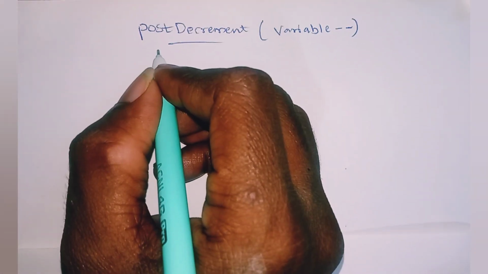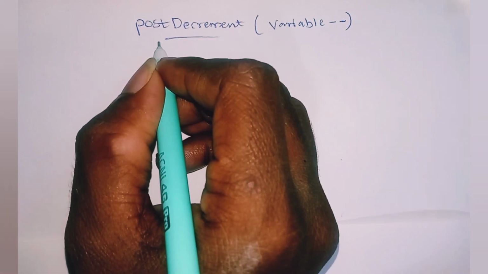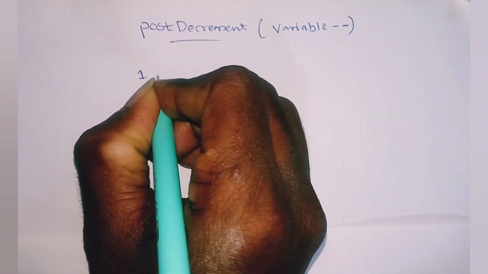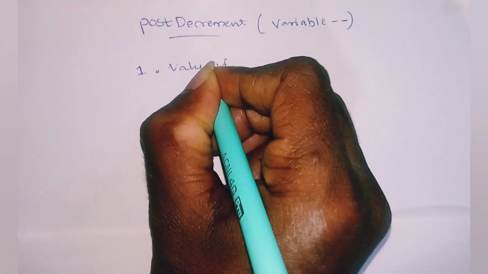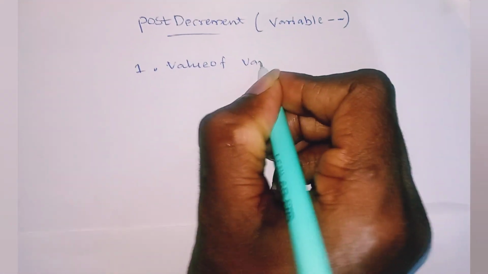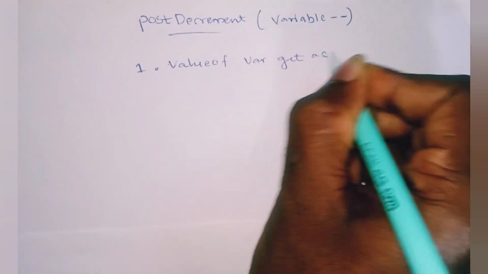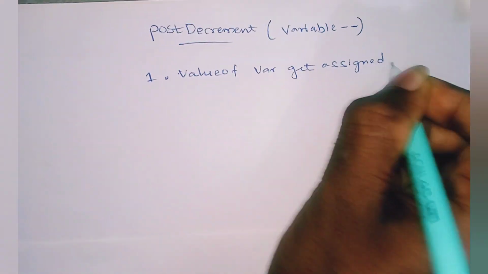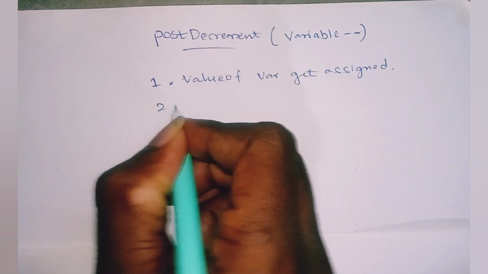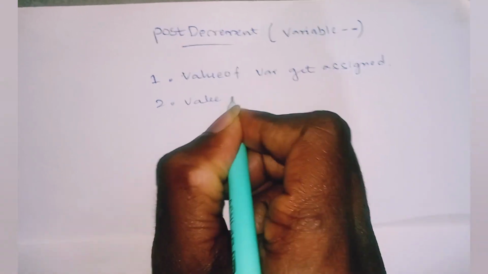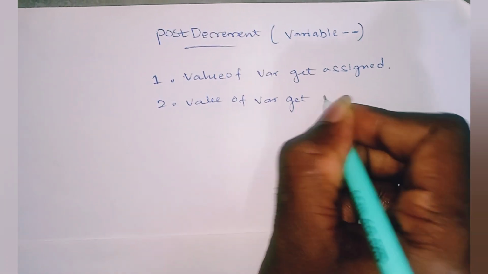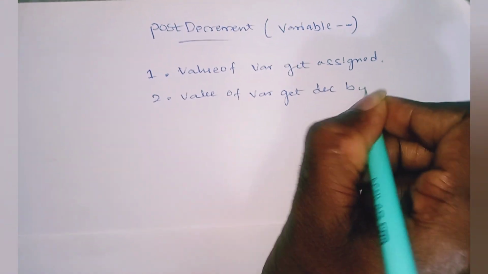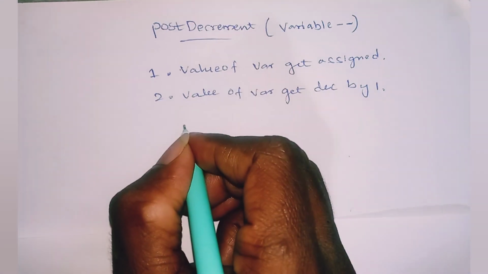Similar to all other increment operators, here in the post-decrement operator we also have two steps. The first step is, at first the value of a variable gets assigned, and the next step is the value of a variable gets decremented by 1. Okay, so let me explain with an example.